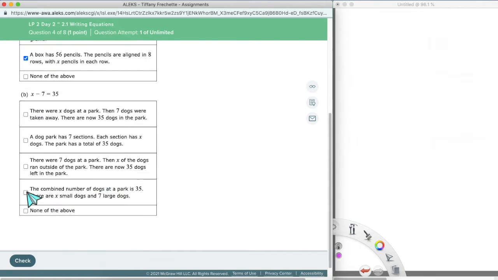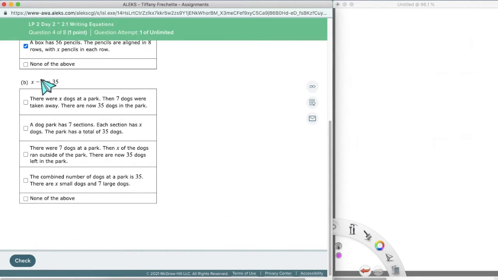All right, now we have X minus 7 equals 35. So I have something, and I'm going to be taking 7 away from it, and my total will be 35. There are X dogs at a park. Then 7 dogs were taken away. All right, that works. Taken away, that's a subtraction. So I started with X dogs, 7 of them were taken away, now there are 35 dogs.